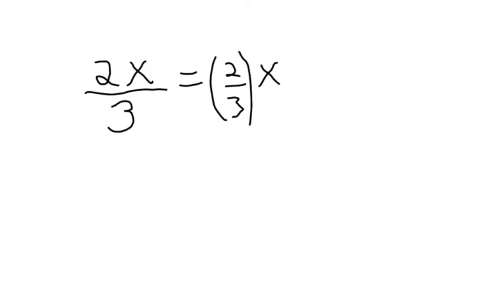So, if we take a number like 6, let x be 6. So 2 times 6 over 3. When you simplify that, you get 12 over 3. That's 4. I'm just going to prove that this works.